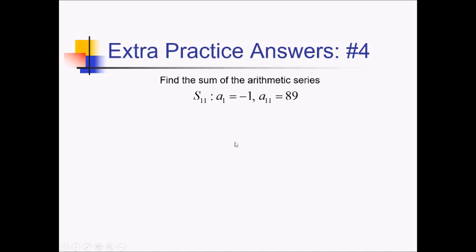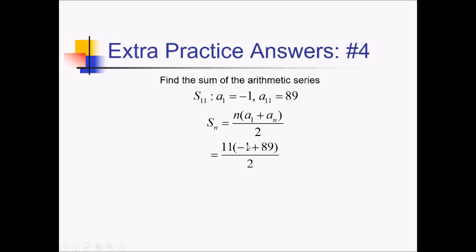On this one, we're trying to find the sum of an arithmetic series with 11 terms, starting at negative 1 and ending at 89. So we'll use our sum formula, n times a1 plus an over 2. So n in this case, that's the number of terms, which is 11. a1 is going to be negative 1. an, that's the last term, which is 89.